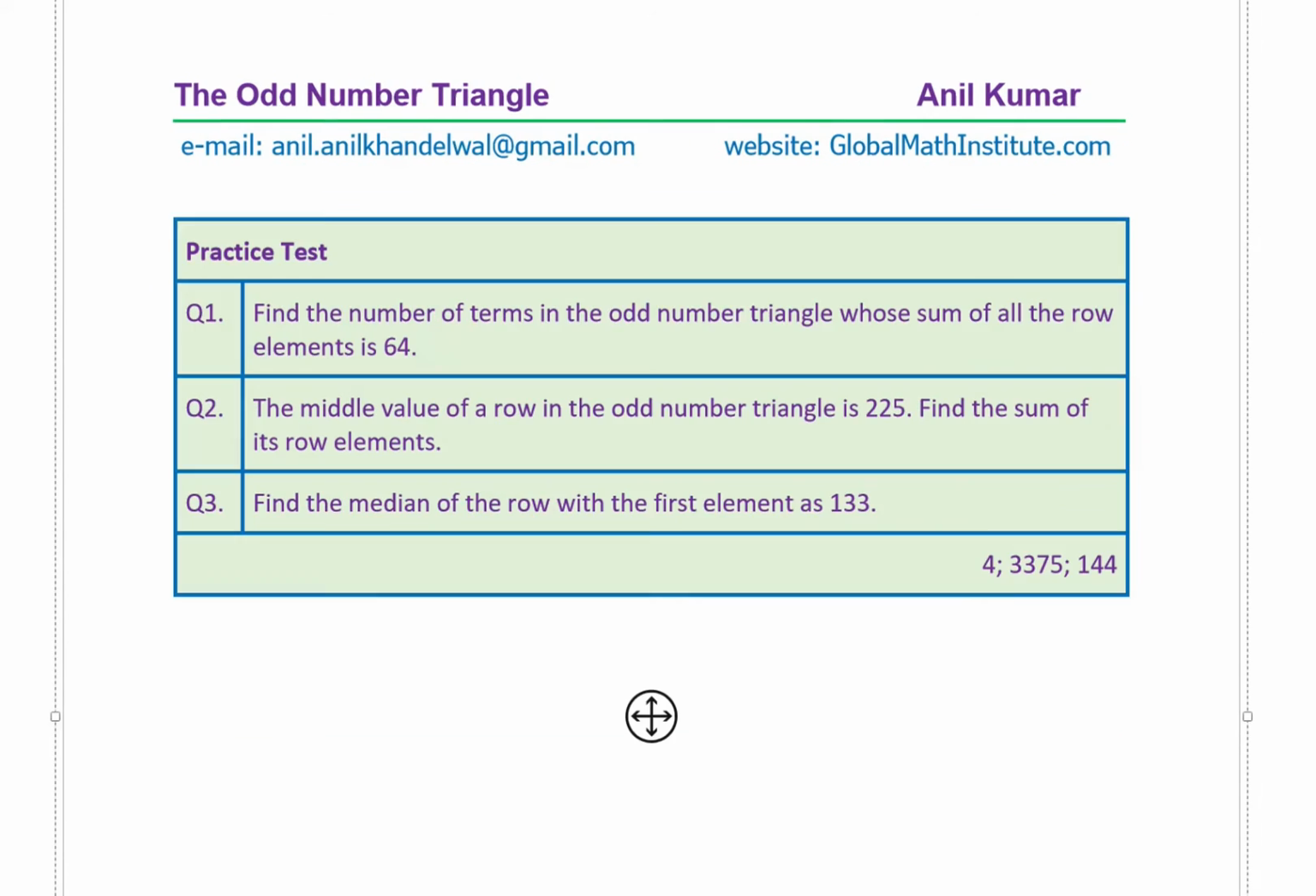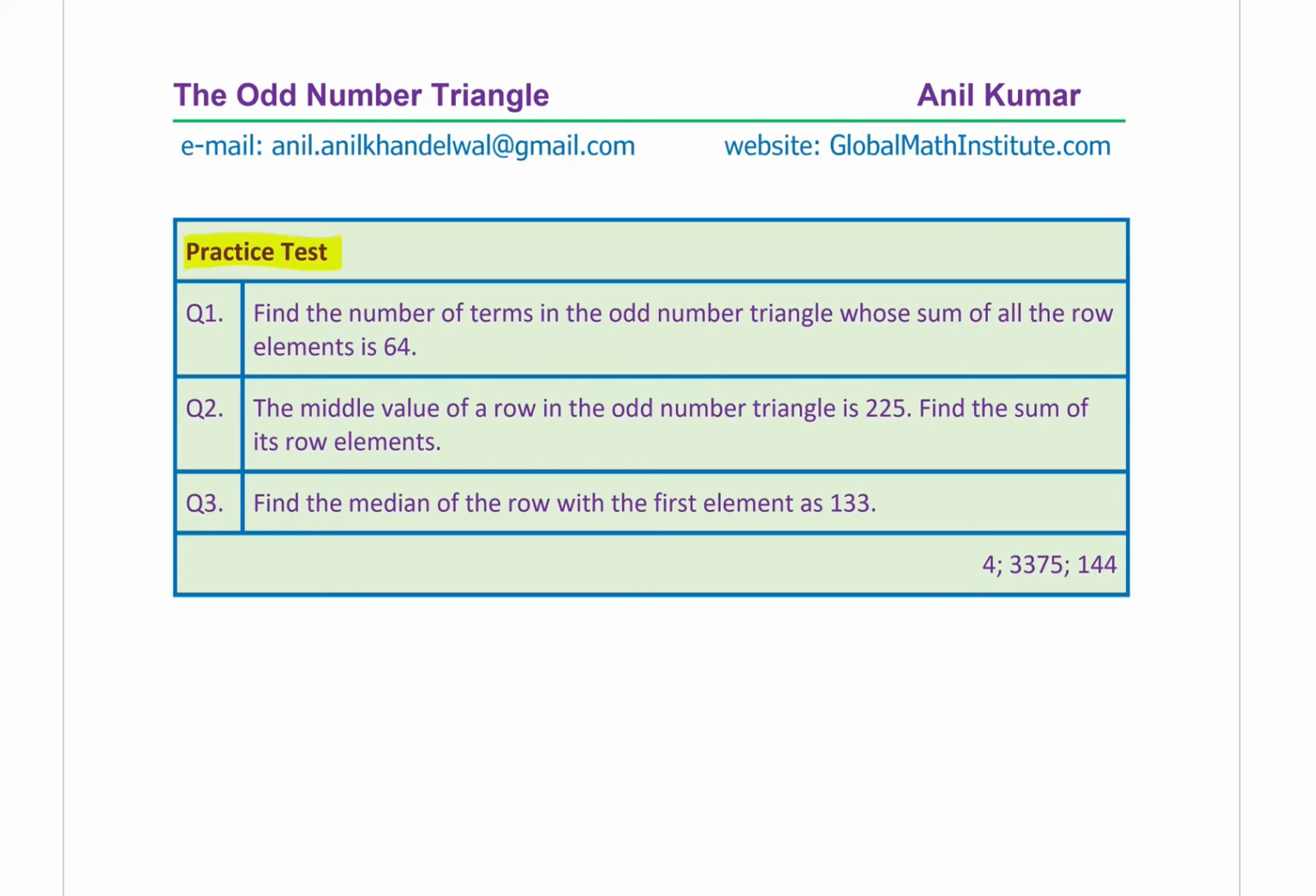Now, based on this, here are examination practice questions. I'd like you to now pause the video, answer these questions, and then look into my suggestions. Question number 1. Find the number of terms in the odd number triangle whose sum of all the row elements is 64. Question number 2. The middle value of the row in the odd number triangle is 225. Find the sum of its row elements. And question number 3 is, find the median of the row with the first element as 133. So think about it, answer, and then look into my suggestions.